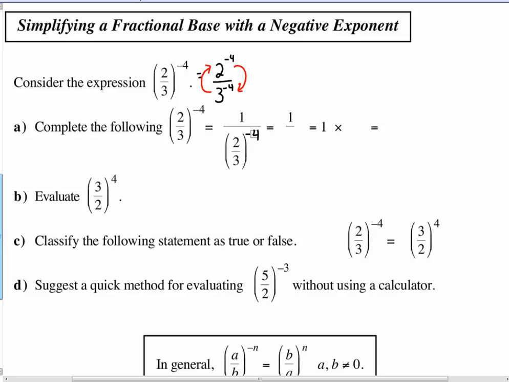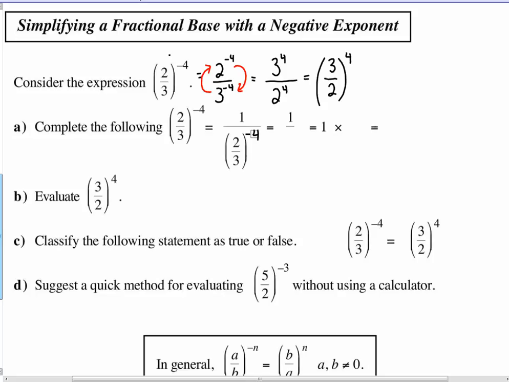They need to cross the border, each one of them. So 2 to the -4 is now going to move to the bottom. And 3 to the -4 now moves to the top so that they become positive exponents. Once they cross the border, they become opposite signs, right? Is that the same thing as 3 over 2 to the power of 4? Yes, it very much is.